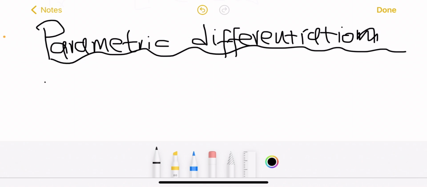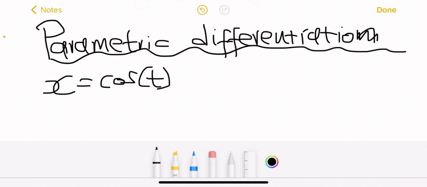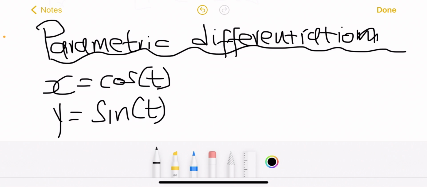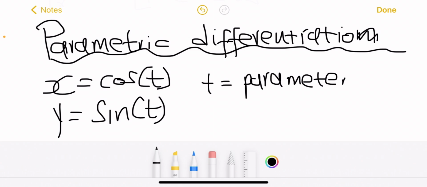For example, we have x equal to cos of t and y equal to sine of t. These are examples of parametric equations because we have t as the parameter. You see, we're expressing x and y in terms of t. That's why we are using parametric differentiation.